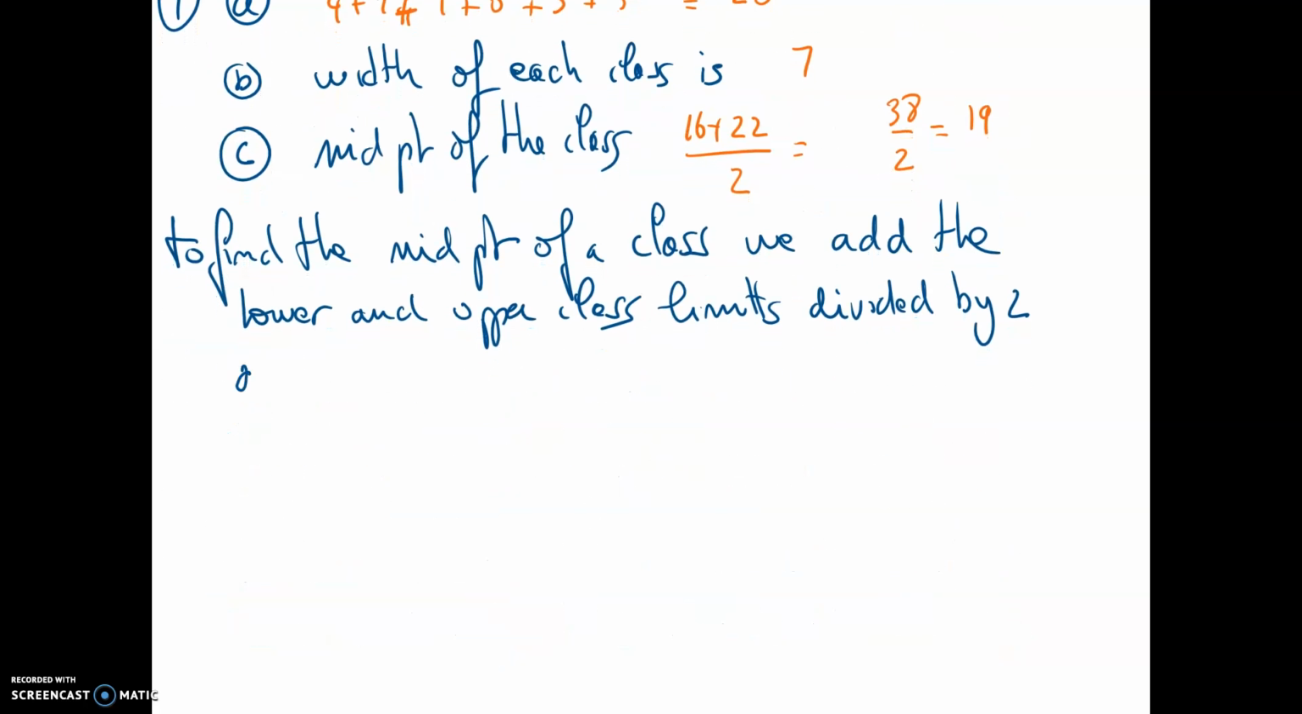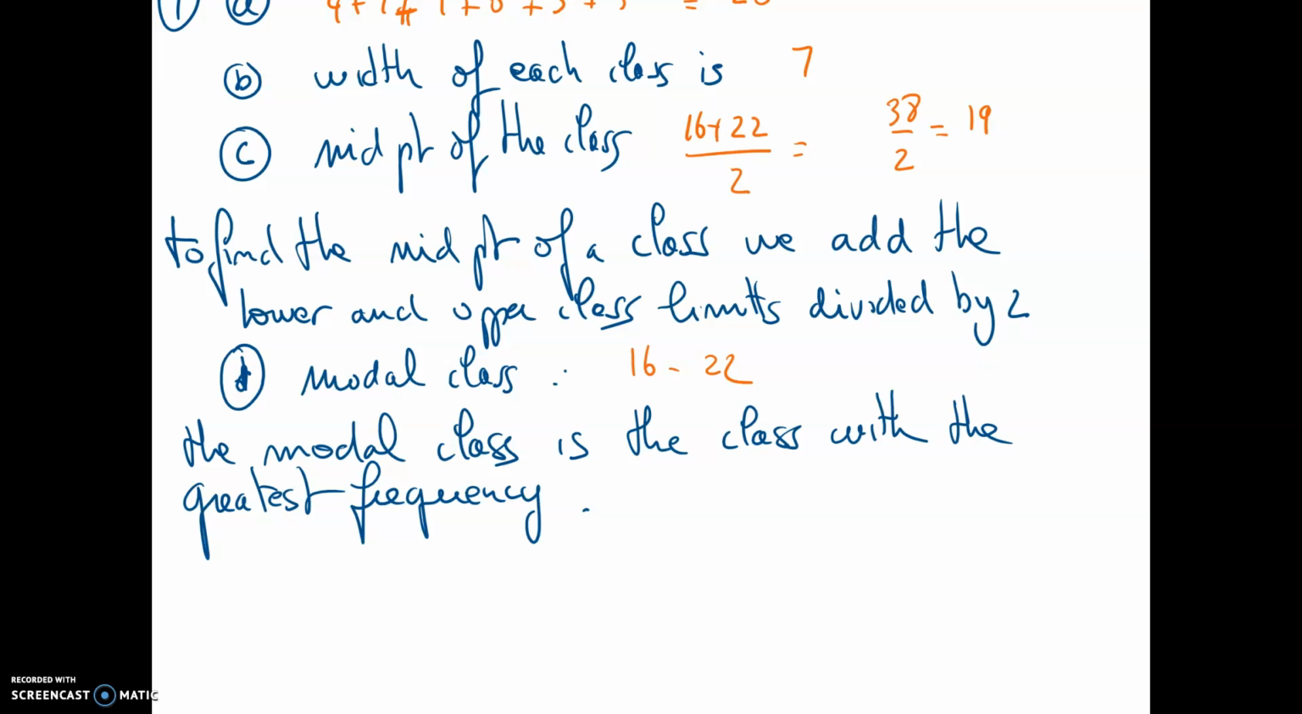Question D, we are dealing now with the modal class. The modal class is going to be 16 to 22, because the definition of the modal class is the class with the greatest frequency. When I look at my problem, I can see that the class 16 to 22 has a frequency of 7, and that's the greatest frequency. So that means 16 to 22 is the modal class.